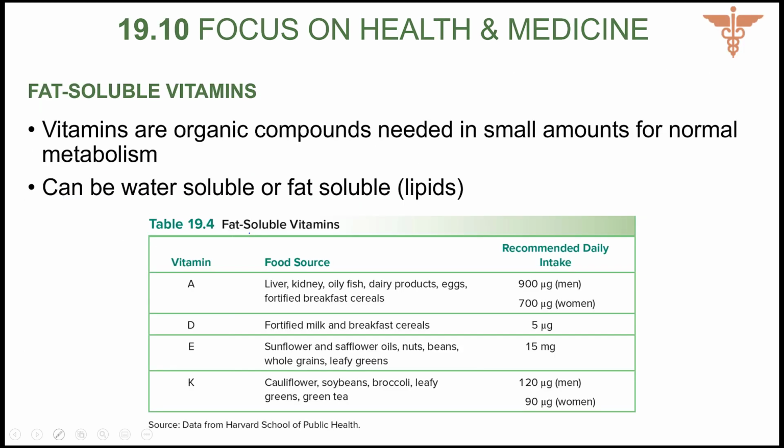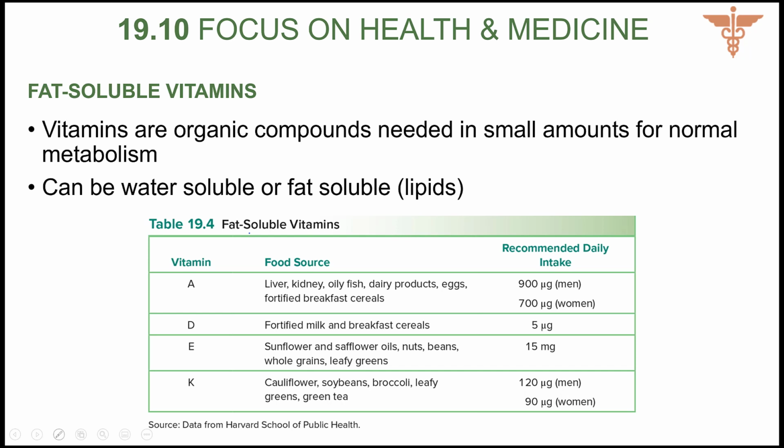We have different fat-soluble vitamins which have similar structures to steroids. Vitamins are organic compounds that are needed in very small amounts for normal metabolism. These can be water-soluble or fat-soluble. So if they're fat-soluble, they'll go into our lipids. Some of these include vitamin A. We can get that from eating liver or kidney, oily fish, dairy products, eggs, different cereals. The recommended daily intake for men is 900 micrograms and it's 700 for women.